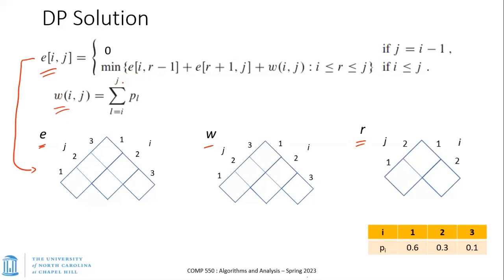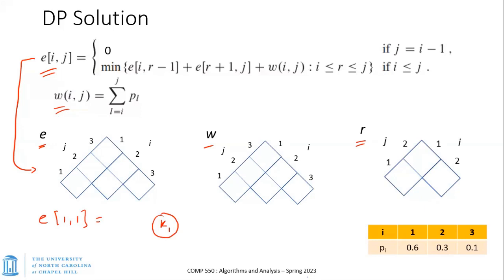So let's start with 1, 1. Okay, so can somebody tell me what 1, 1 would be? And this is essentially saying that you simply have one key. That's it. The whole tree structure is just one key.